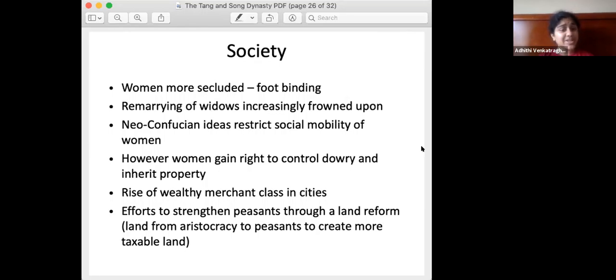However, women did gain the right to control their dowry and inherit the property, and the rise of wealthy merchant classes in cities began, and efforts to strengthen peasants through a land reform also began to rise. This meant land from the aristocracy to peasants to create a more taxable land.